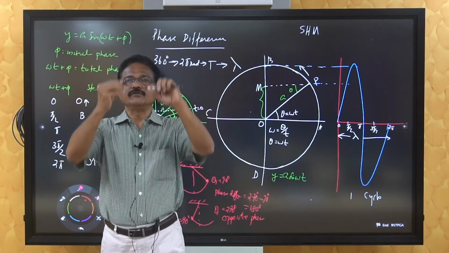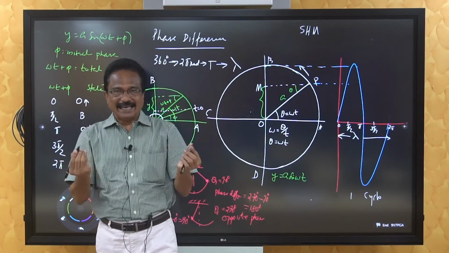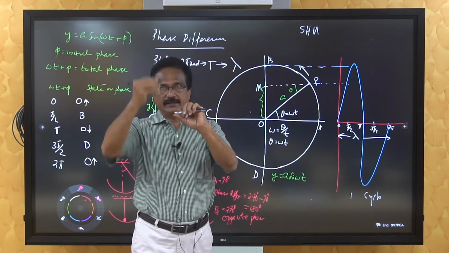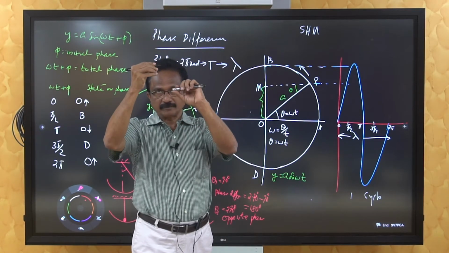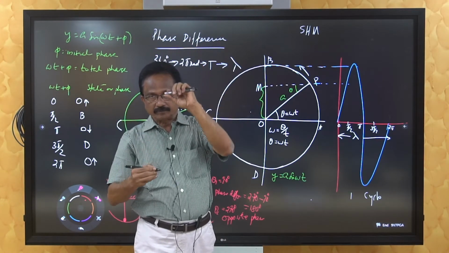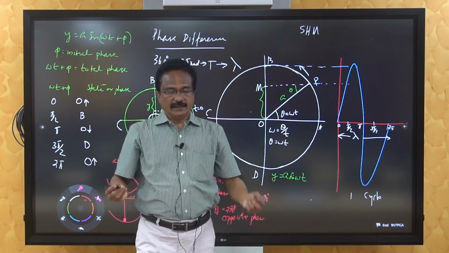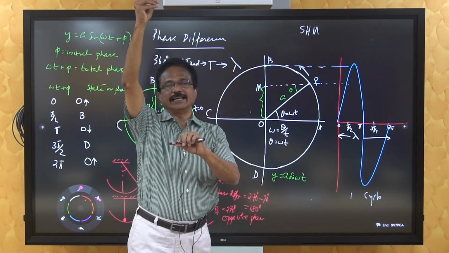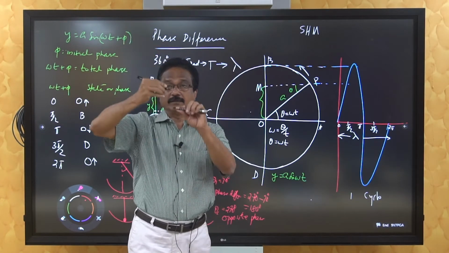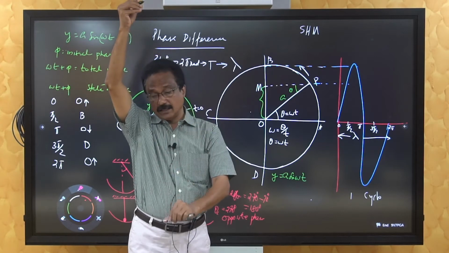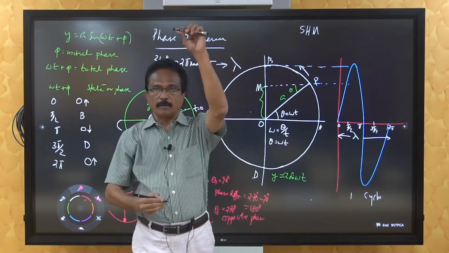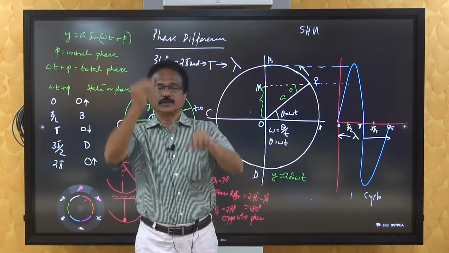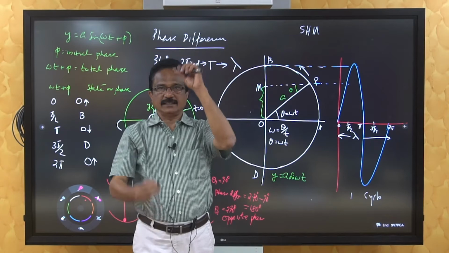The 90 degree phase difference: here one particle is at equilibrium, the second one is at maximum. 90 degree phase difference, like this. Then opposite phase: one is at the top, 90 degree, the other is opposite, 270. So this is opposite phase. Two particles are executing SHM in opposite phase. This is the opposite phase situation.